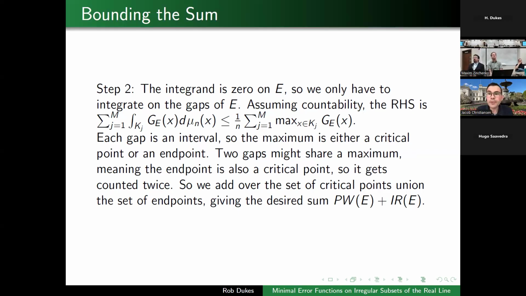So basically, I have a question about the proof of the upper bound and also the proof of the lower bound. Let's start with the upper bound, and I believe we're on the right slide. You estimate the sum of the integrals, and you take the maximum over the gaps. You say that this is either an endpoint or a critical point. Now the gaps are open, right? Well, yeah, but we can take the closure of it and it works the same.